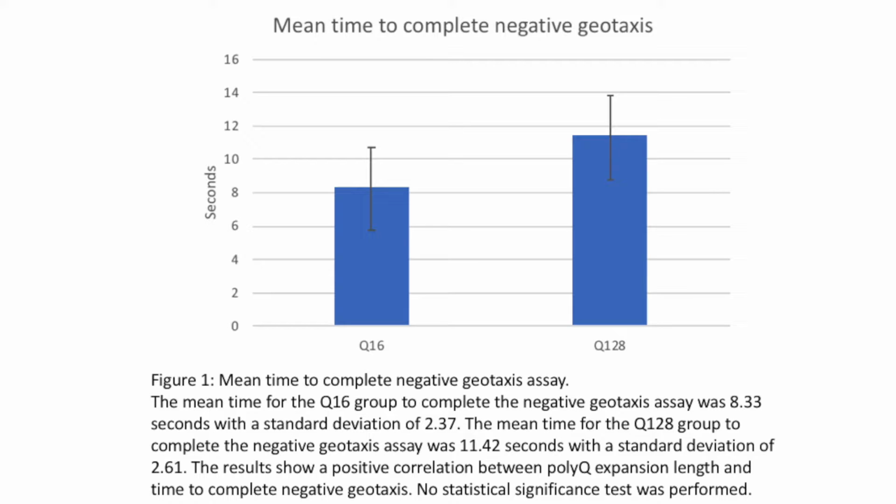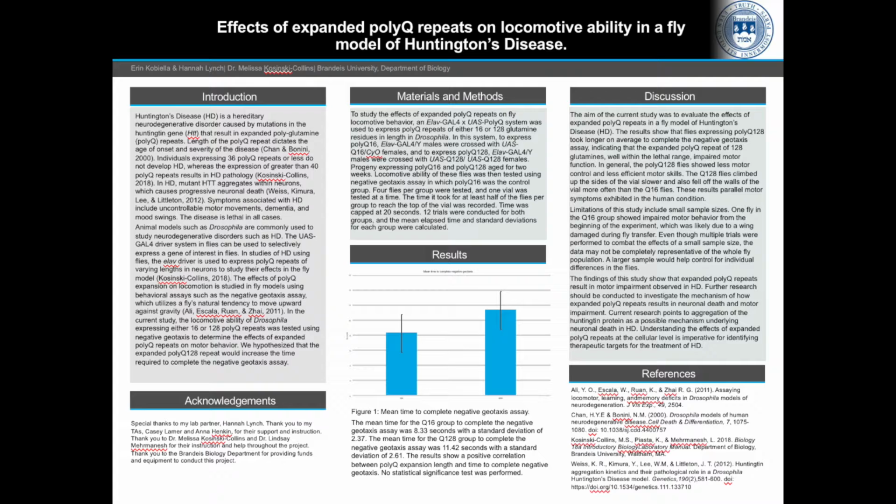The results show a positive correlation between the polyQ expansion length and time to complete the negative geotaxis assay. However, no statistical significance tests were performed to analyze these data, so we can only say that there's a correlation between the 2 variables. The aim of the current study was to evaluate the effects of expanded polyQ repeats on motor function in a fly model of Huntington's disease.